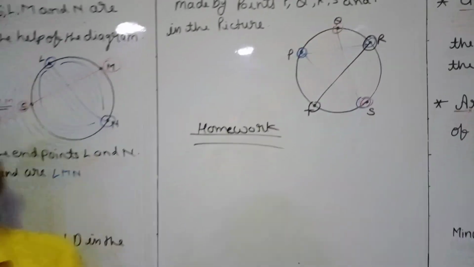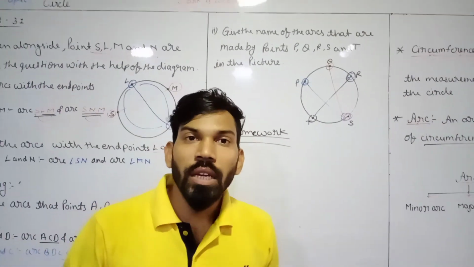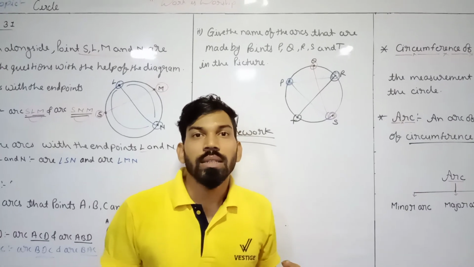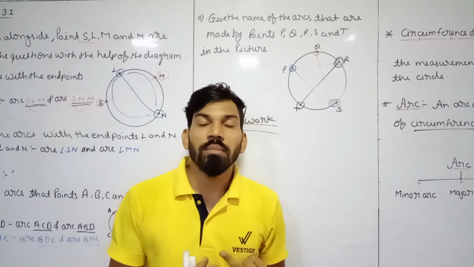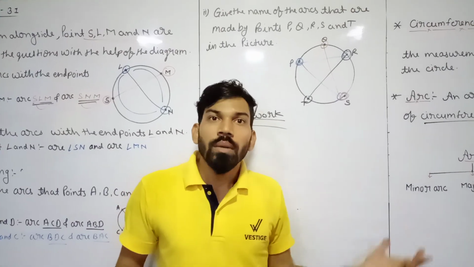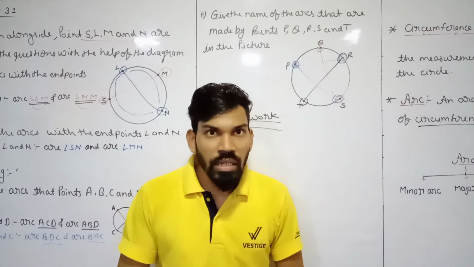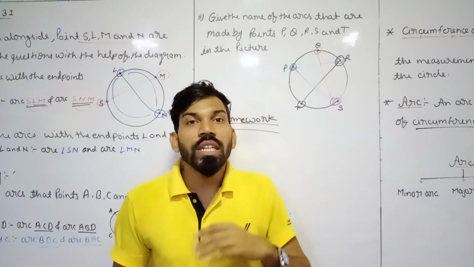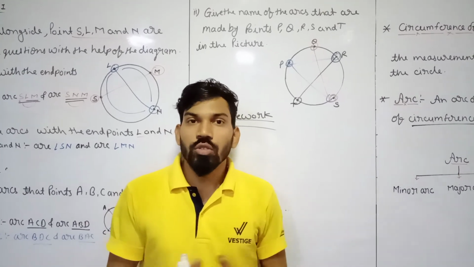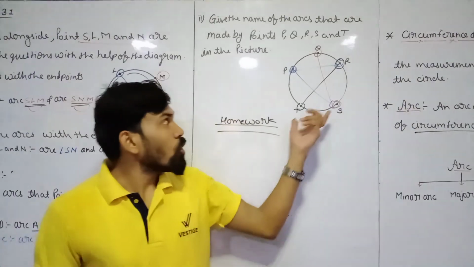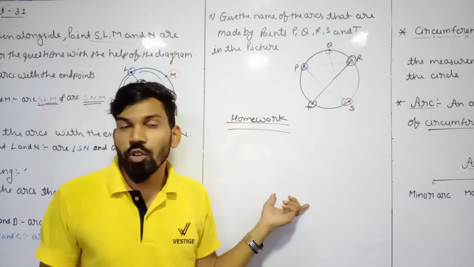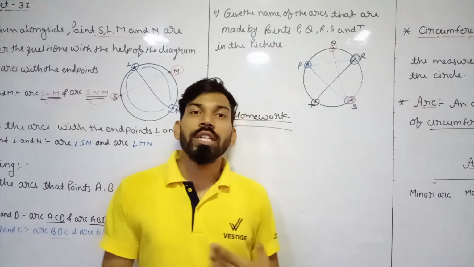So this way we come to know how to write the name of the arc. There are three types of arc: major arc, minor arc and semicircular arc. That we are going to learn ahead. Before that, today we learned how to give the name of the arc and how to find what an arc is. So this way we have to observe this figure, take any two points, and complete this for your homework. The next thing we will continue in the next video.